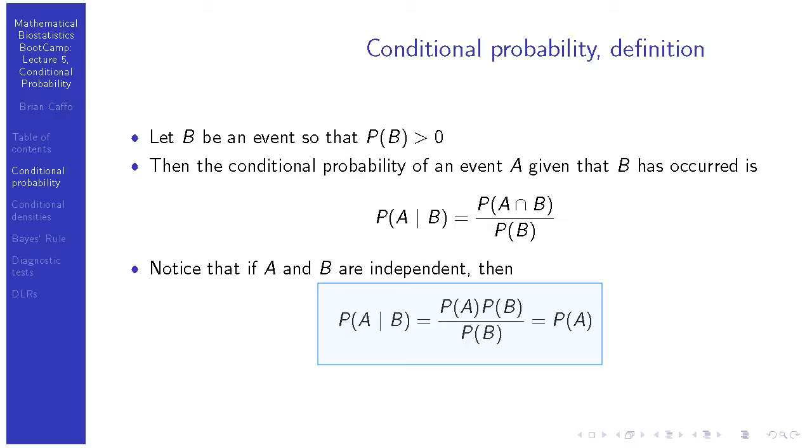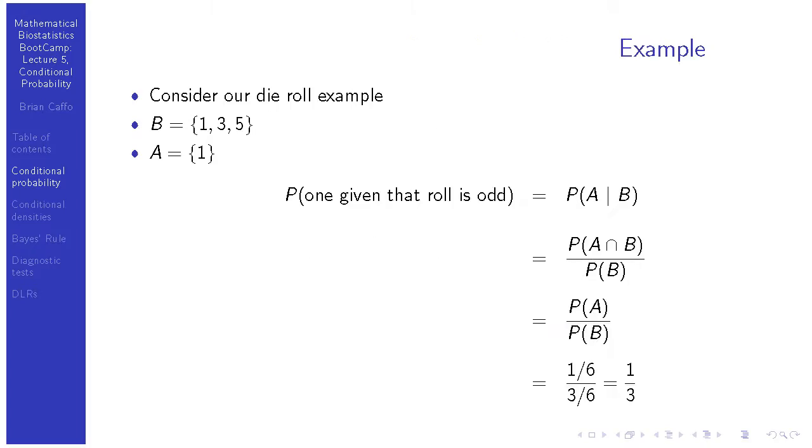In fact, in some probability texts, this is their definition of independence as opposed to the definition that we gave earlier. So let's just work through the formula given our example with the die roll just to convince ourselves that it's actually working. We want the probability of a 1 given that the die roll is odd. So in this case, B is a 1, 3, or a 5. A is just a 1.